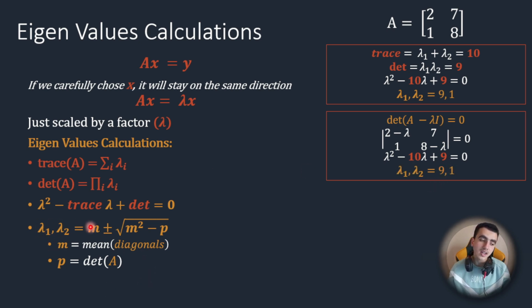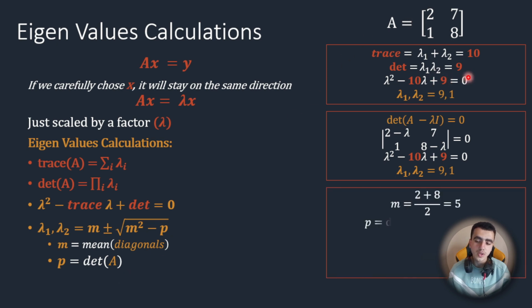Also, this last approach, which I found pretty neat, is finding the mean of the diagonals. So if it is 2 and 8, 10 divided by 2 gives the mean. So the mean of 2 and 8 is 5. And the determinant of A is also 9. So we can put them in that formula and find the two eigenvalues.